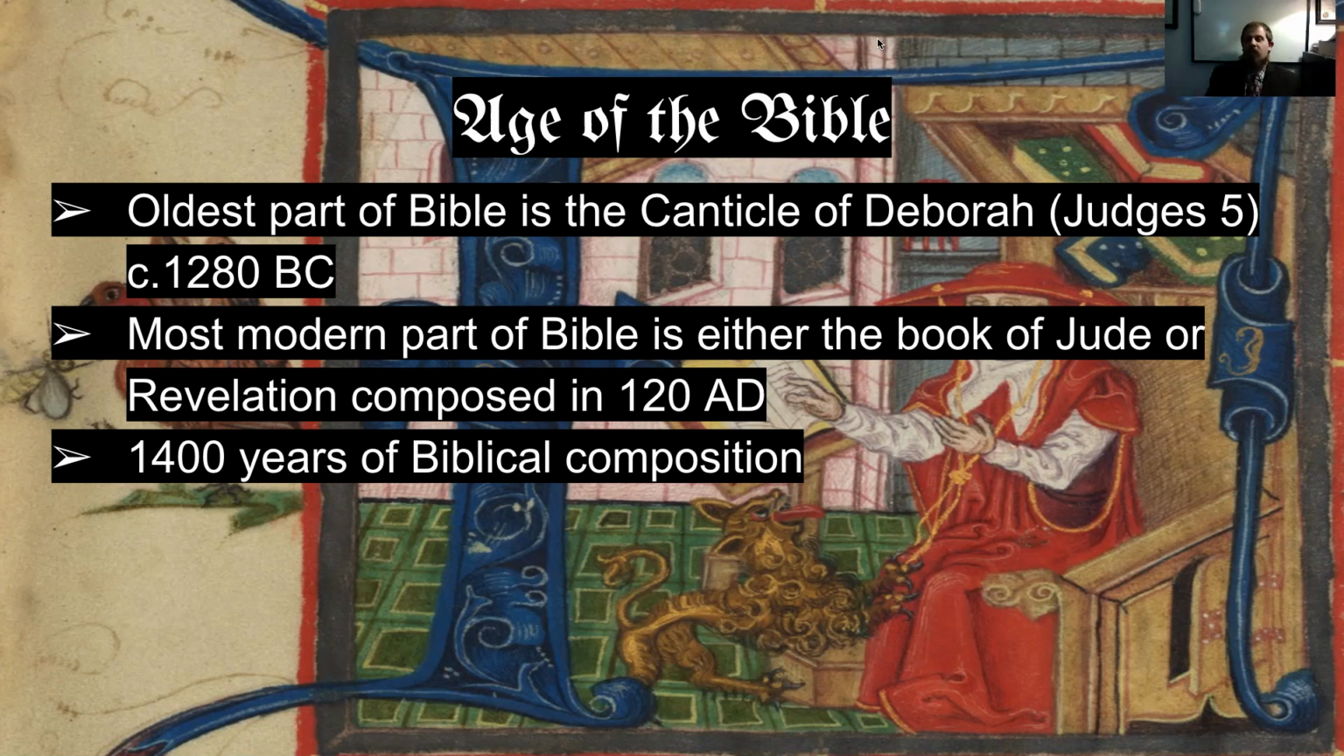So, of course, you're going to find elements of the Bible that maybe don't always seem to jive 100% with each other. Of course, it's going to appear a little haphazard in places. It took 1,400 years to put the Bible together.